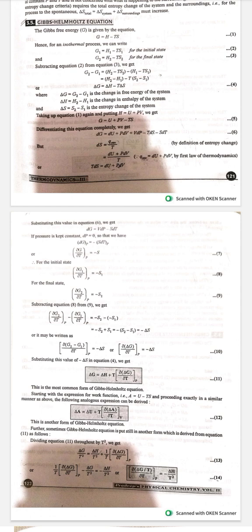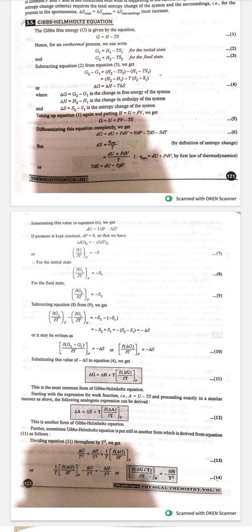G = U + PV - TS. Differentiating the equation, dG = dU + PdV + VdP - TdS - SdT. dS = q reversible upon T = (dU + PdV) upon T. So TdS = dU + PdV. Substituting in the equation, dG = VdP - SdT.